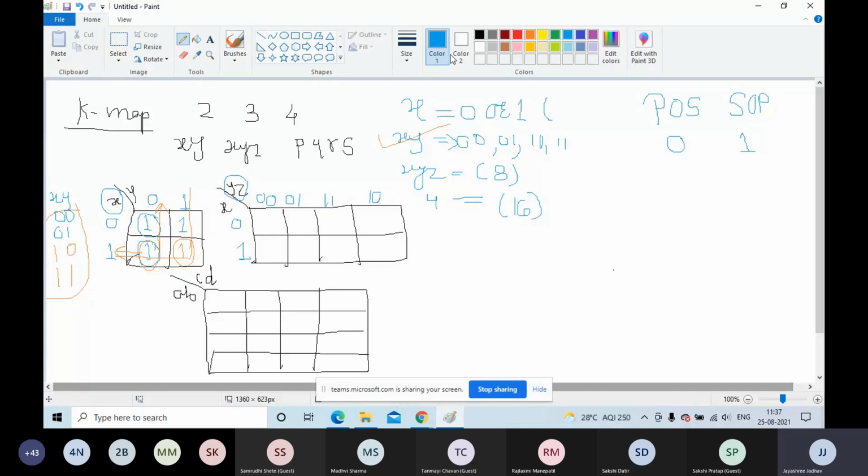So, what is its meaning? This 0 0, what does it indicate? This is the variable y and this is the variable z. Same way, this is the value for x, 0 or 1. Here we wrote two variables. This is the K-map for 3 variables. So, all the 3 variables should be there in the K-map. So, this is one variable x and the values are 0 or 1. And here we have 2 variables y and z.